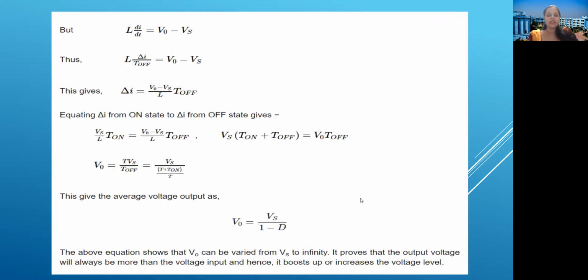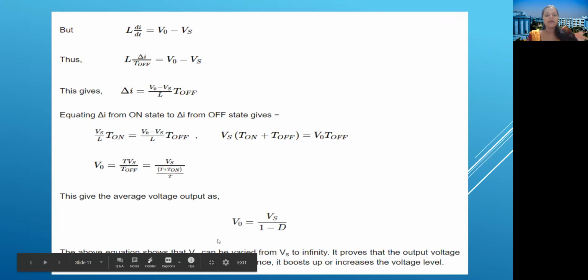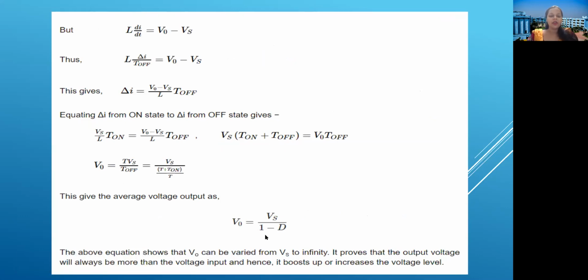Now, from this solution, the average output voltage of the chopper can be written as source voltage divided by 1 minus D. Now, D is lesser than 1, so 1 minus D will be a quantity lesser than 1, and we can certainly say that output voltage will be higher than the input voltage. That is the principle of step-up chopper.